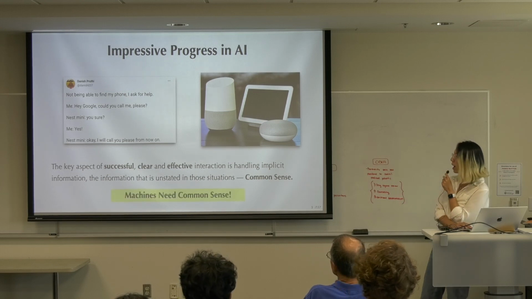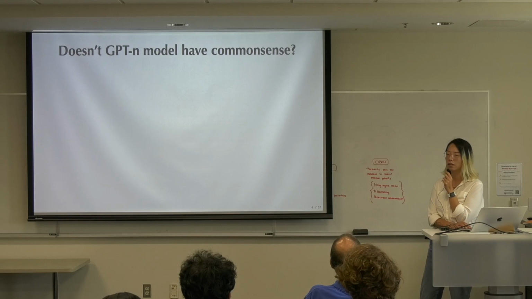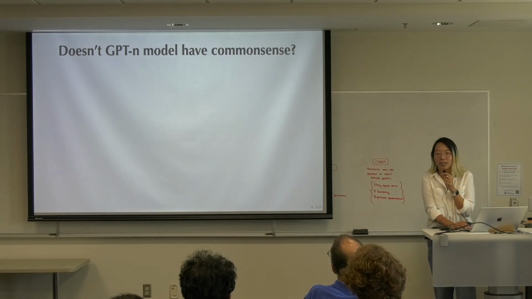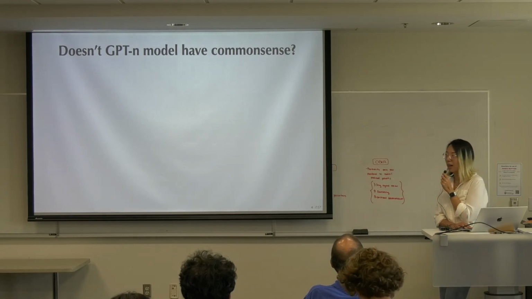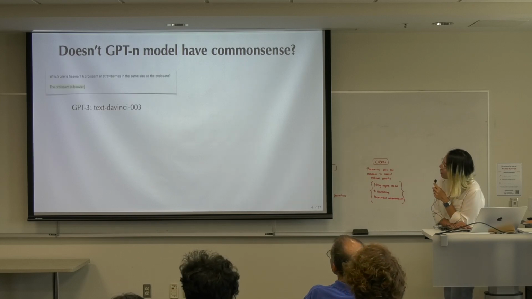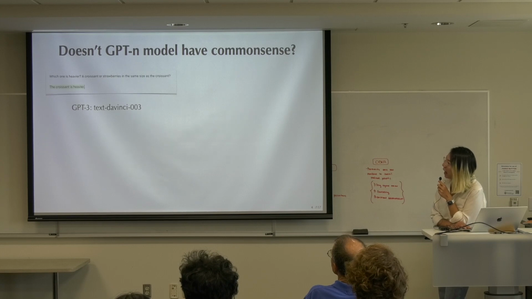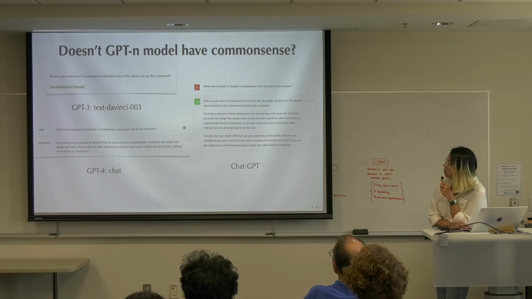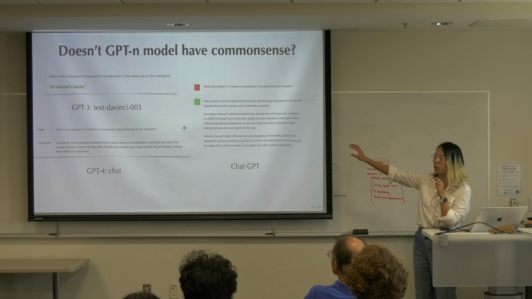So this is where I argue machines need common sense. You might ask, don't these large language models, GPT-N models, already have common sense? Take this example. Which one is heavier, a croissant or a strawberry the same size as the croissant? GPT-3 said the croissant is heavier. Similar responses come from all these very advanced large language models. They all think the croissant is heavier and give you a lot of detailed reasons why.